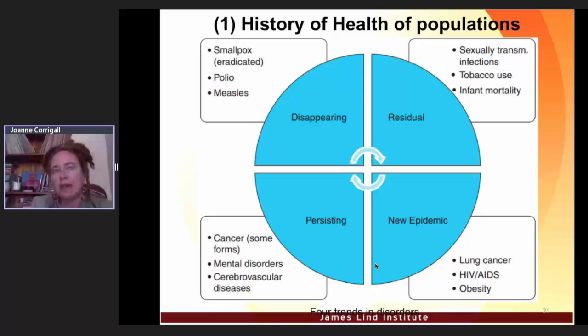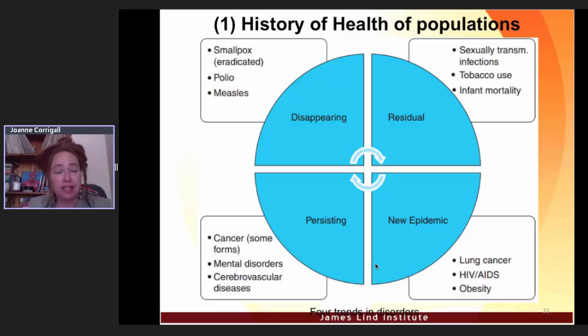We might have some idea of some of the causes, but we don't know enough to really effectively eradicate it. Residual diseases are a little bit different. These are diseases where we know what the causes are, but they're quite difficult to change. So for example, sexual behavior is not something that's easily changed. It doesn't just require a vaccination like something like polio might, for example.